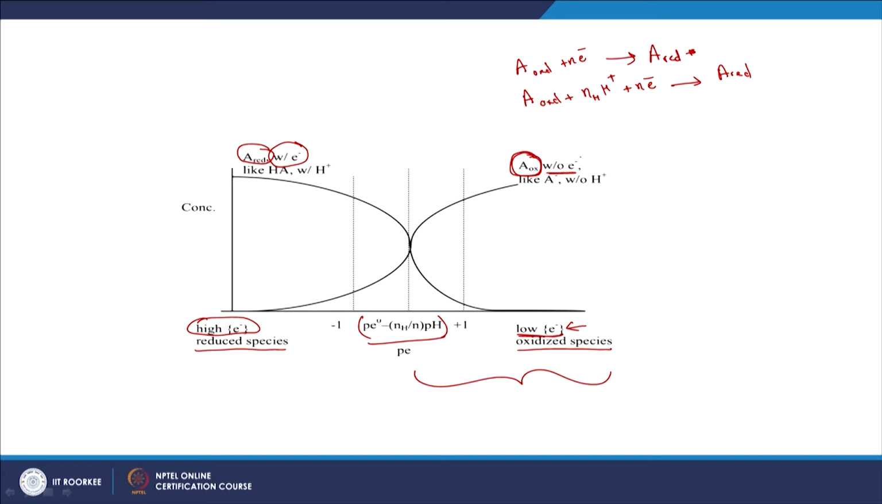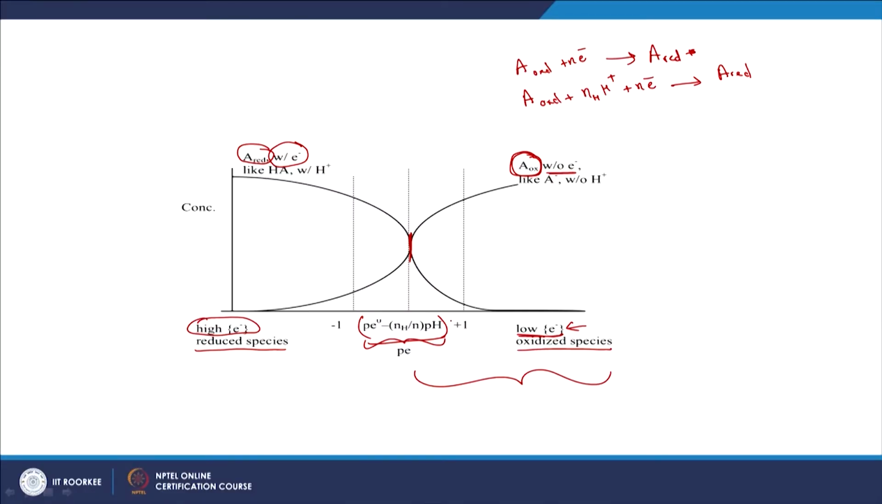So, again, when would the concentrations of these reduced and oxidized species be similar or the same? It is going to be when pe equals this particular reference, pe naught minus NH by N times pH, right. So, earlier when were they equal? Earlier, for the simple case, it was when pe was equal to pe naught. In this case, obviously, we now have a new reference, that would be when pe equals pe naught minus NH by N pH. Then we would have the activity of the reduced form equal to the activity of the oxidized form, right. So, that is one particular set of cases, I guess.